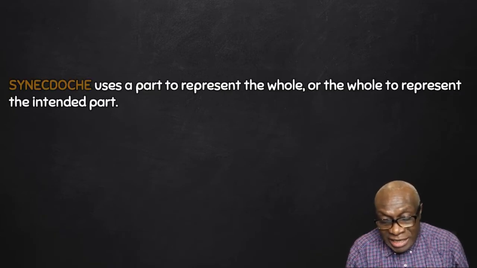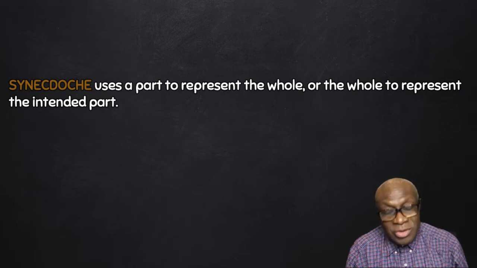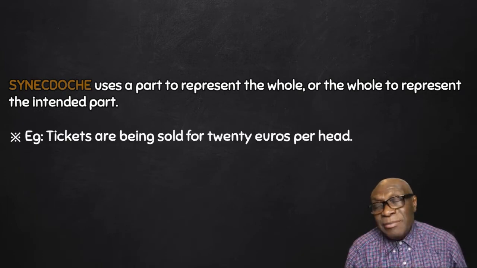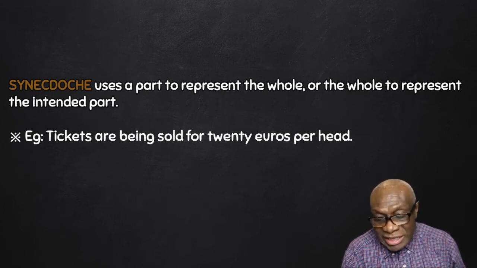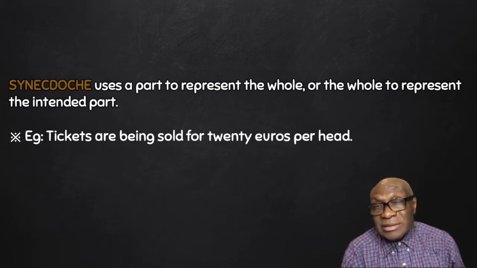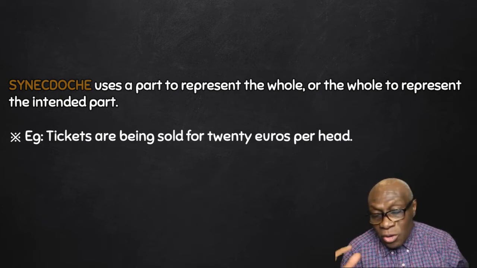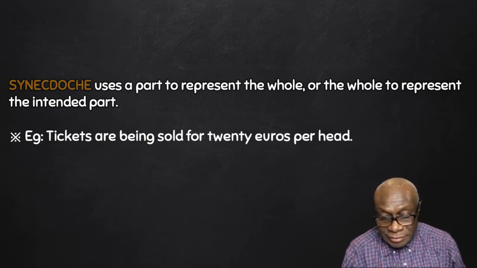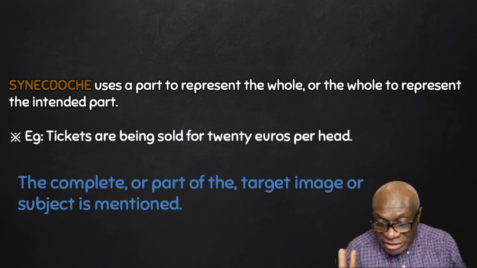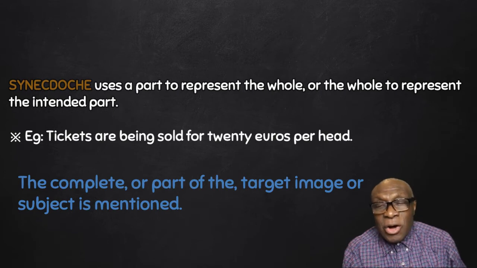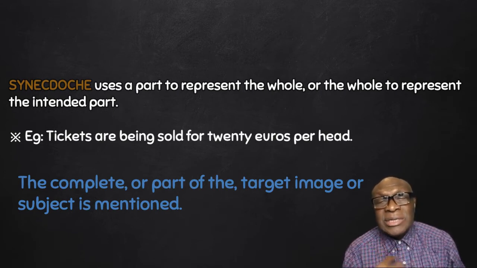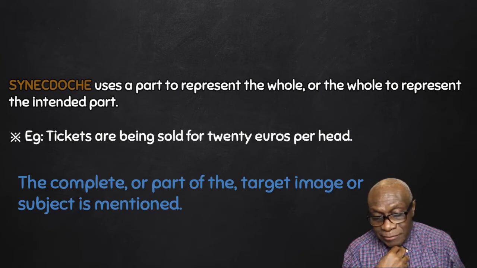Now, Synecdoche. Look at this example. Tickets are being sold for 20 euros per head. Synecdoche is that which uses part to represent the whole or the whole for the part. In other words, the complete thing which is in focus, the target, is mentioned in Synecdoche, or part of that complete whole is mentioned in Synecdoche.